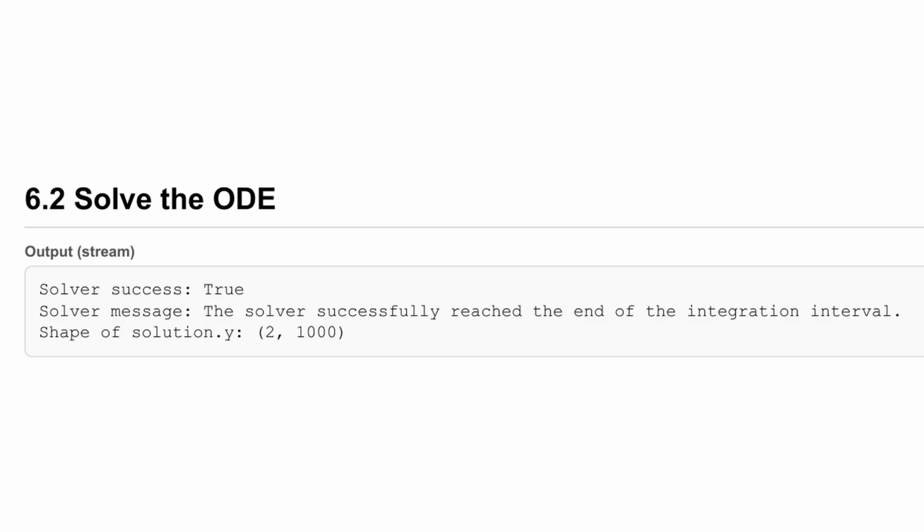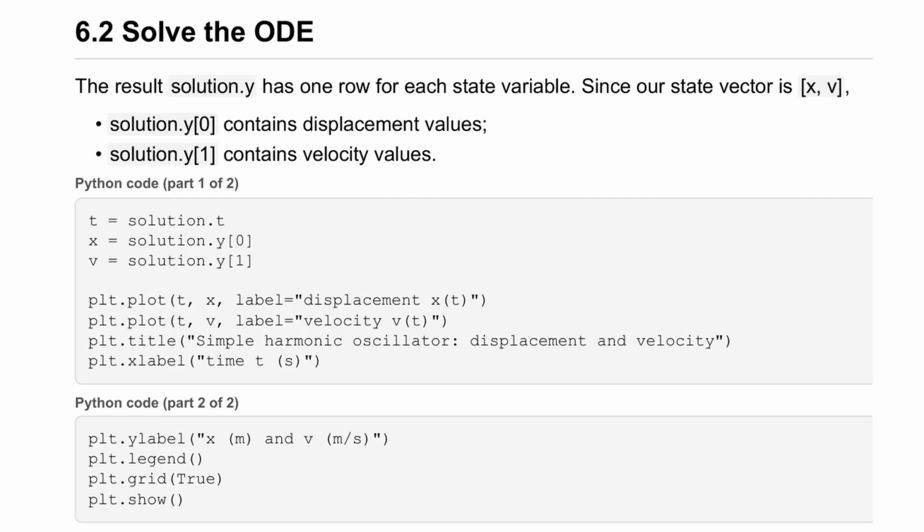We can now move on to visualizing how these quantities evolve. To create our first plot, we extract the time, displacement, and velocity arrays from the solution object. We use matplotlib to plot both displacement and velocity on the same set of axes, adding labels and a grid to make the behavior easy to analyze.